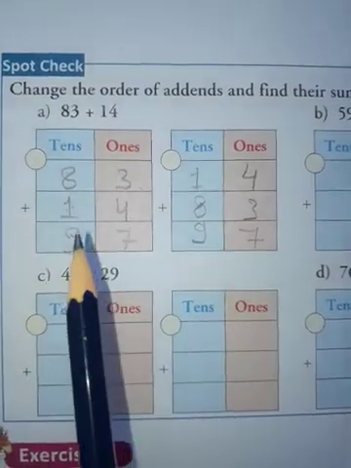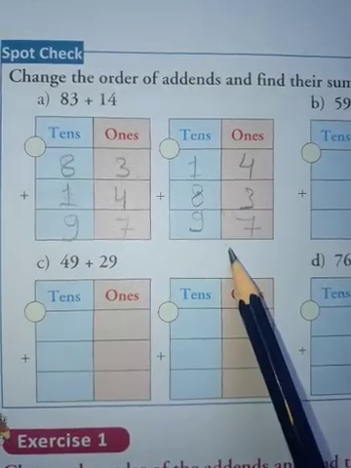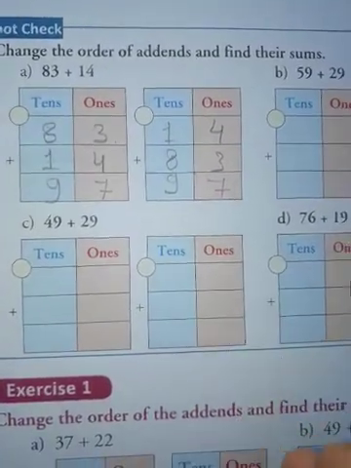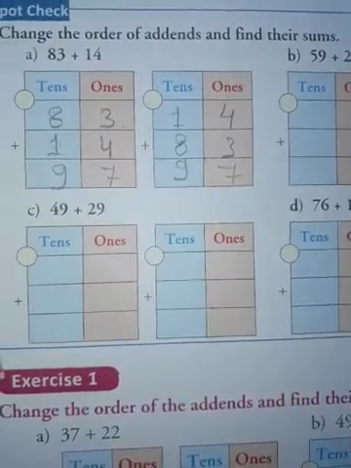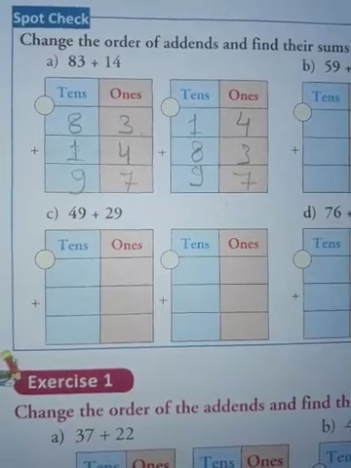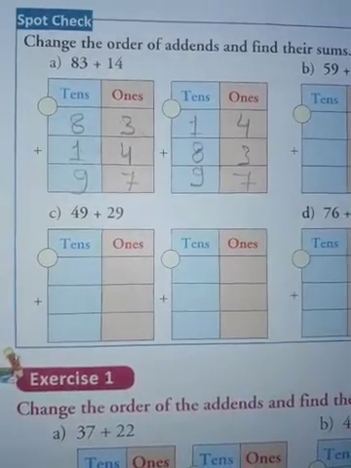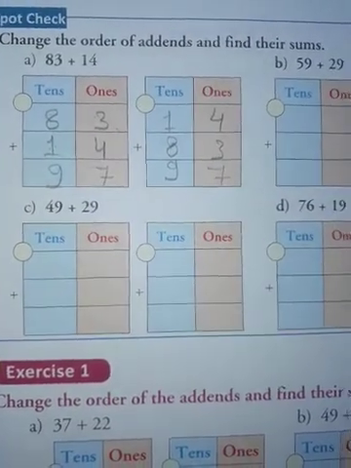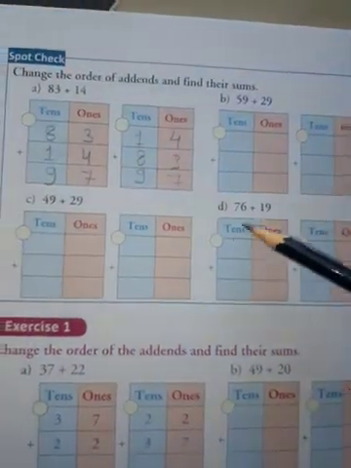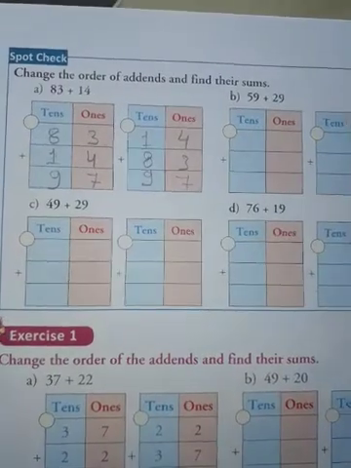So what you see, the sum is the same, 97 and 97. It means changing the order of the addends does not change the sum. We can exchange the orders. We can write 83 first or second, and we can also write 14 in the first or second place. So it doesn't matter where we write the addends. Okay, so A is done for you, and B, C, D are for you.